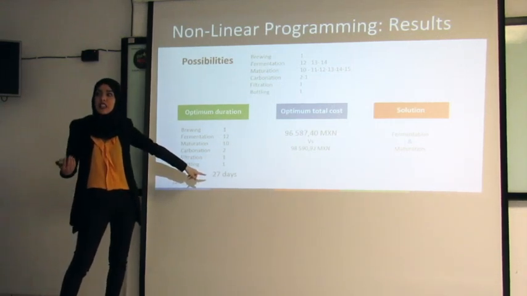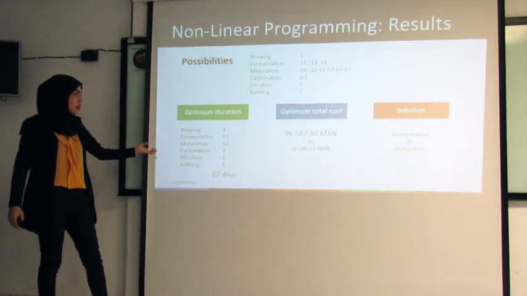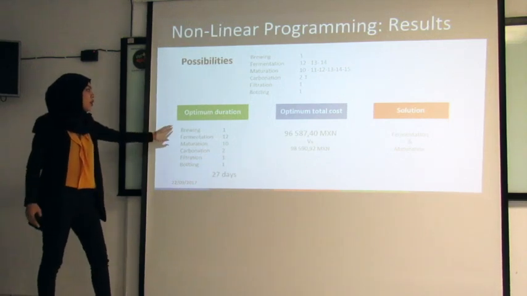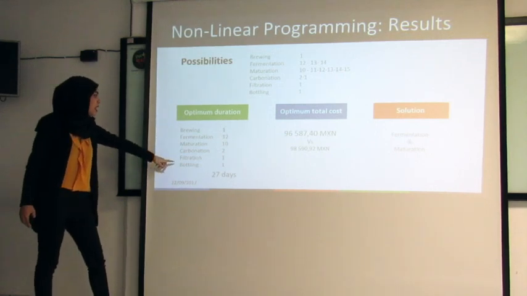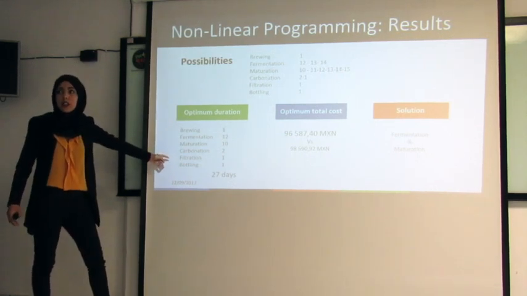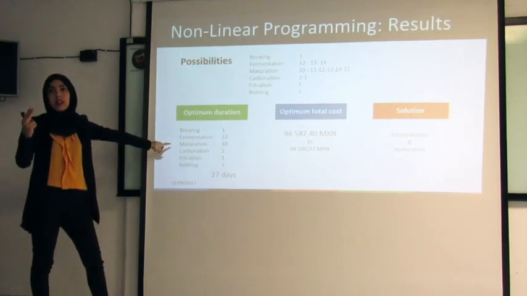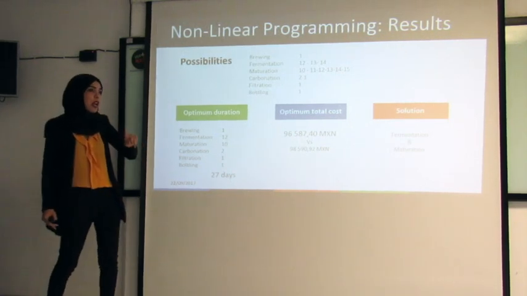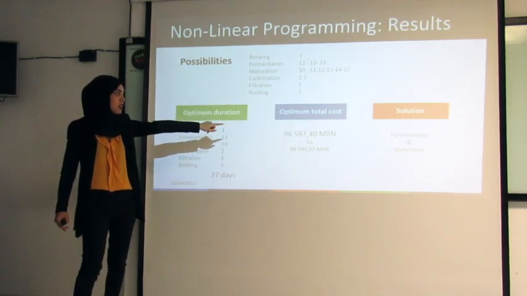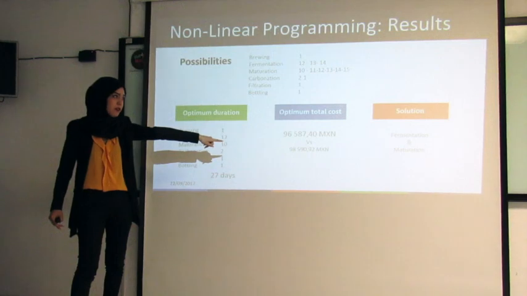But how? Which activities shall we increase time on and which not? Using that Solver, it gives us this result. We don't need to crash, of course, brewing and bottling, and also carbonation and filtration. But for fermentation, we need to crash it by 2 days, and for maturation, we need to crash it by 5 days. In this case, we will have an optimal total cost of about 96,000 Mexican pesos versus the normal cost that we already saw.